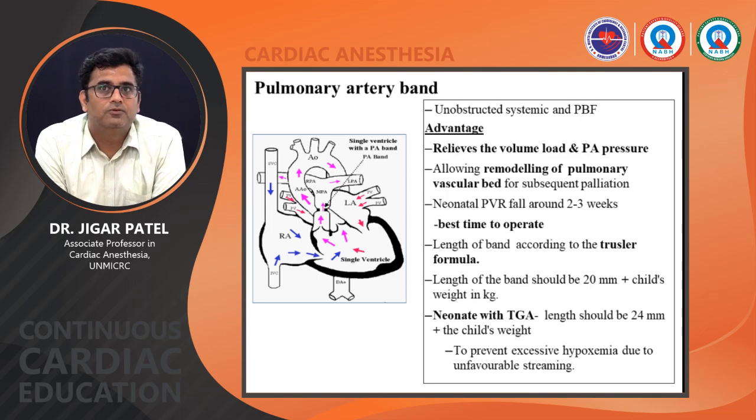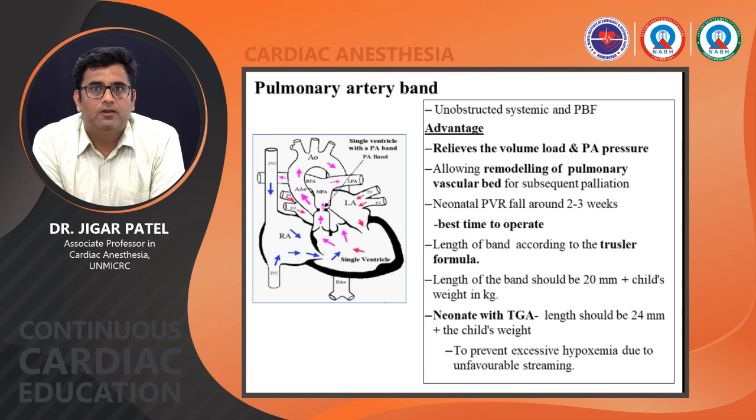This surgery is done through a midline sternotomy, and here the length of the band is decided according to the Trusler formula. According to the formula, the length of the band should be 20 mm plus the child's weight in kg. So if the weight is 3 kg, then you have to use a 23 mm size of band. So in a patient with TGA and neonate, there is an unfavorable streaming of blood in the ventricle, so they are more prone to hypoxemia. So we have to keep the band loose, and the length should be 24 mm plus the child's weight.